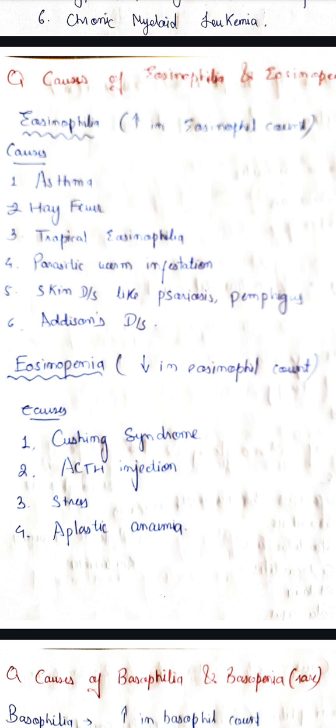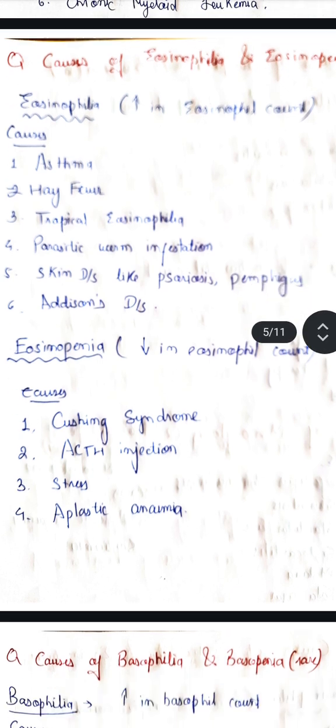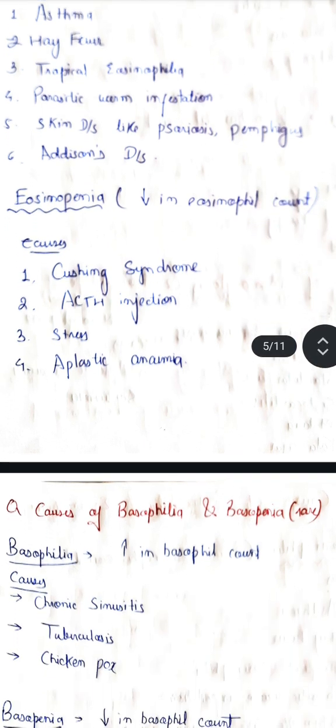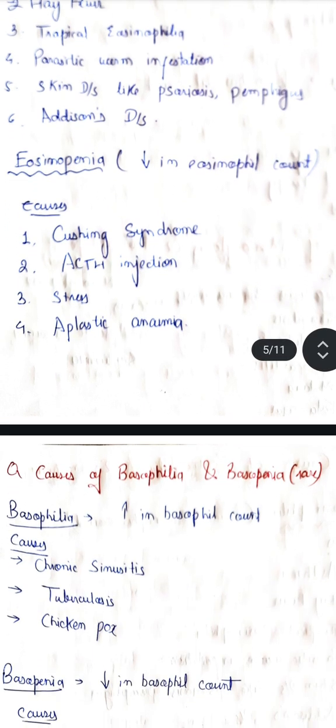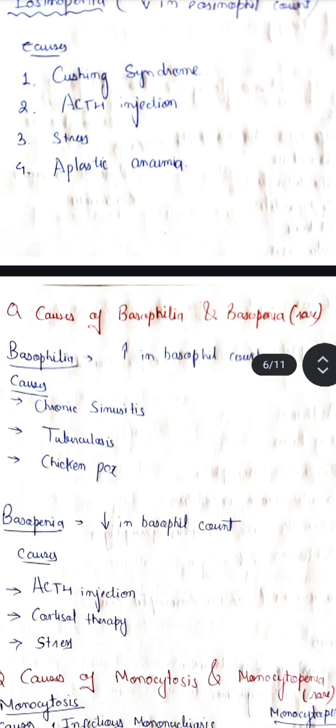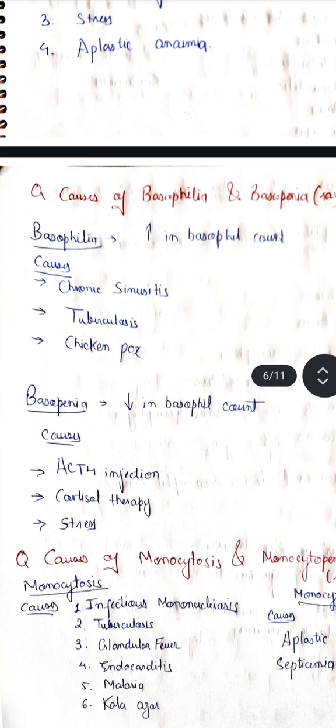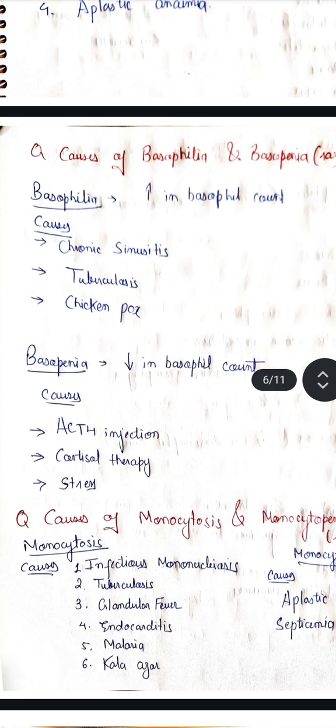Now, another is the causes of eosinophilia and eosinopenia. Eosinophilia is an increase in eosinophil count. Eosinopenia is a decrease in eosinophil count. So, eosinophilia, the causes would be asthma. Okay, first of all, asthma. This is the most important question which is asked. Asthma, hay fever, tropical eosinophilia, parasitic worm infestation, skin diseases such as psoriasis and pemphigus, and Addison's disease. So, such types of eosinophilic conditions are there.